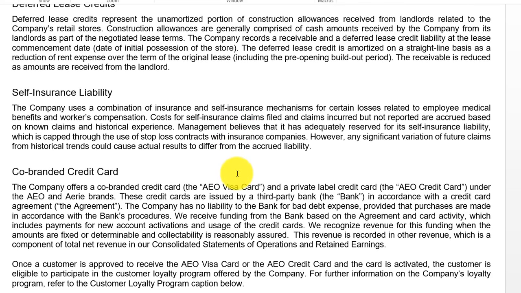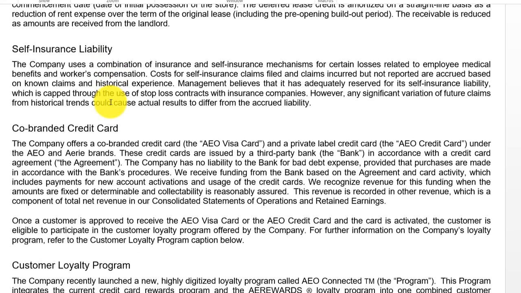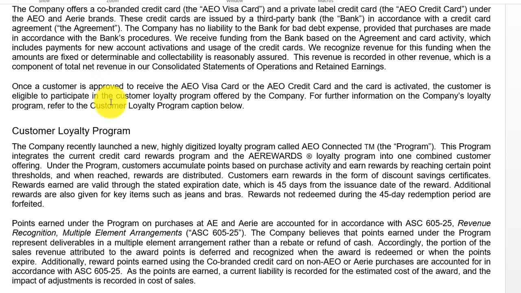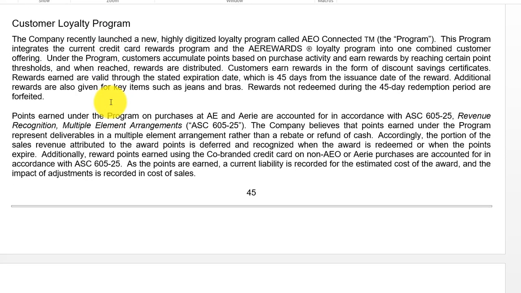Some unusual kinds of items might be described here. Self-insurance liability means instead of buying insurance, American Eagle just sets aside a certain amount of money so that if there are claims they can pay. And so obviously that's a big estimate as to how much those claims are going to be. Then credit card, anything that might indicate something unusual. Rewards program, how they deal with that liability and how that would be recognized. Why is that relevant to decision makers?